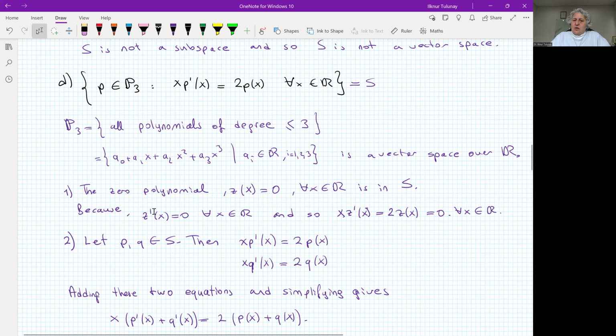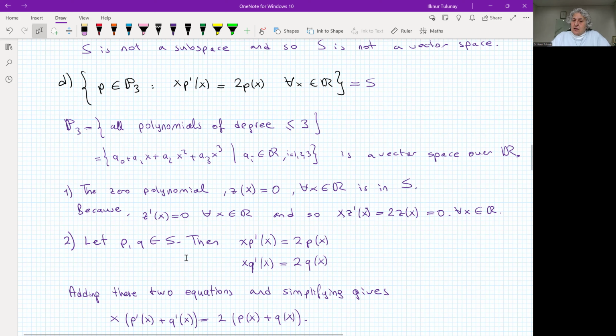So for the zero polynomial, when we take the derivative, it's also 0 for all x. And then it satisfies this condition automatically because 0, 0, 0. So it satisfies this condition. It means that the zero polynomial is inside S. So it satisfies the first condition.